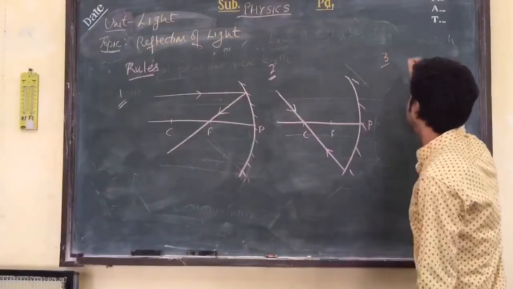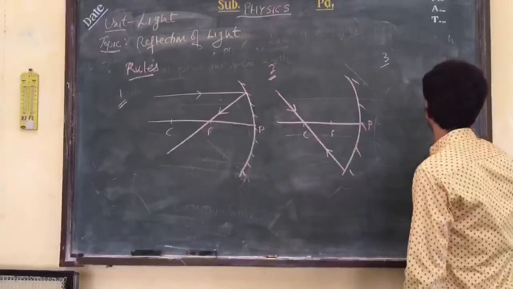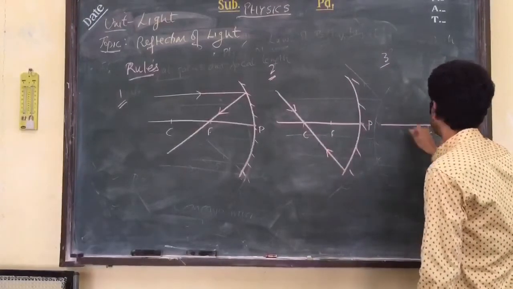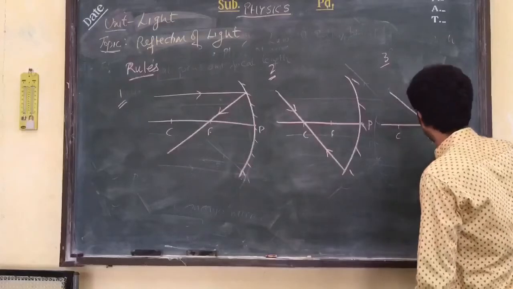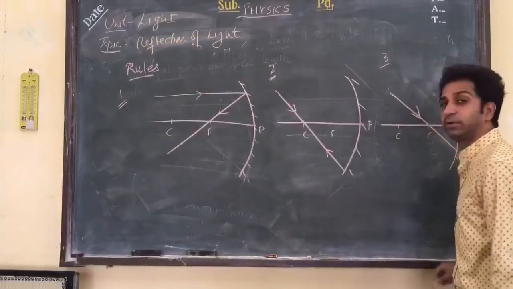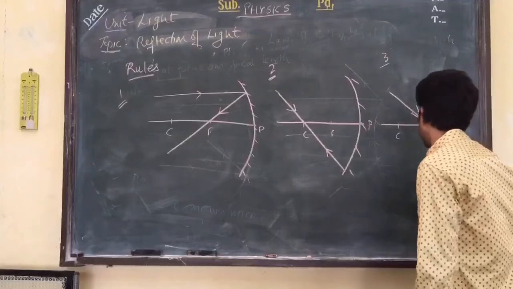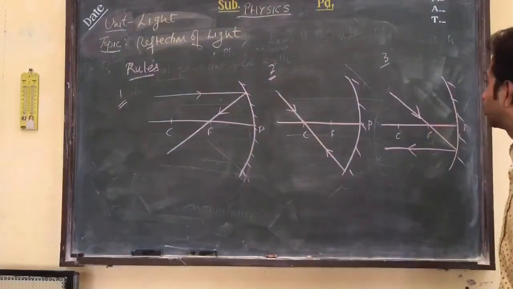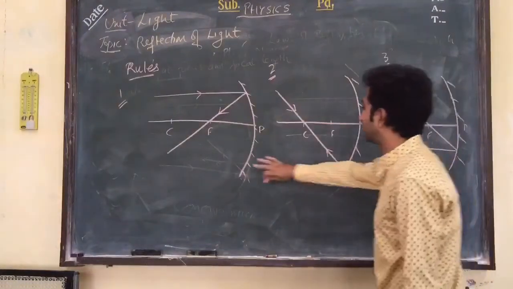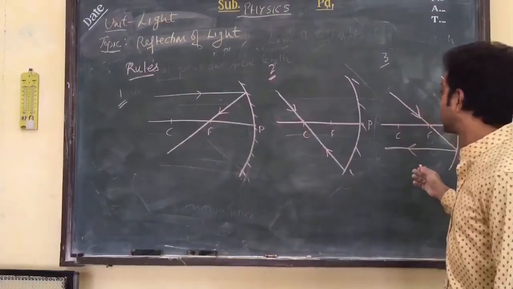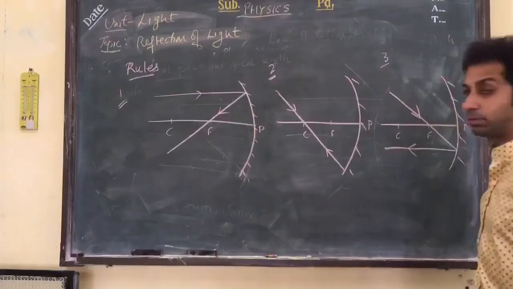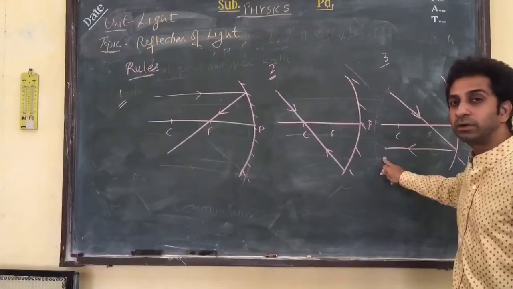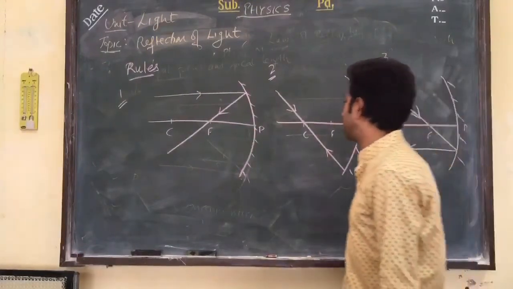Now rule number 3. Suppose a ray of light is passing through the focus like this, the principal focus, then after reflection it gets parallel to the principal axis. This is rule number 3. So it is somewhat the reverse of rule number 1. If a ray of light passes through the principal focus, after reflection it gets parallel to the principal axis. This is rule number 3.